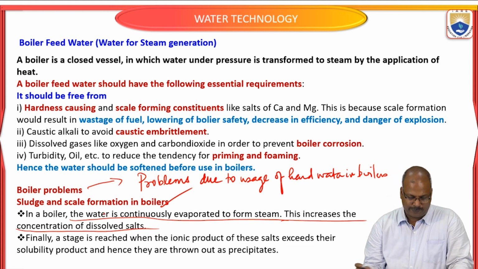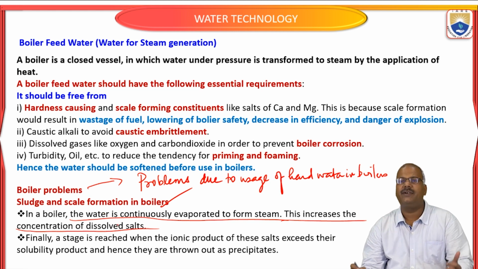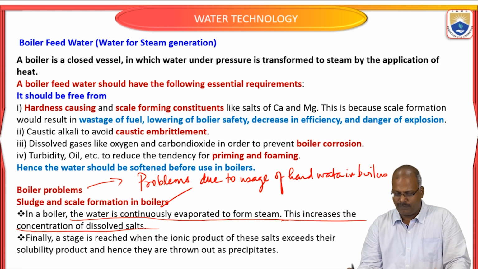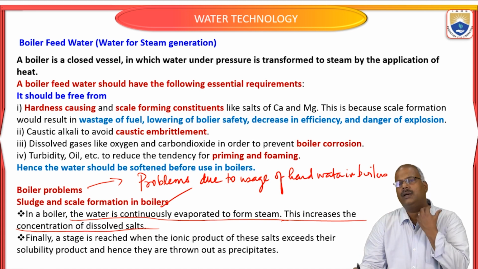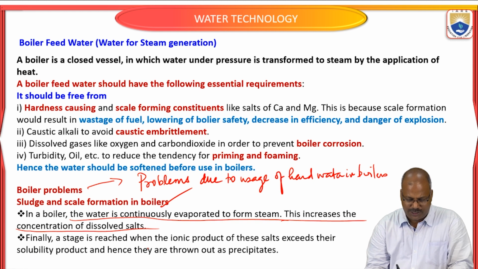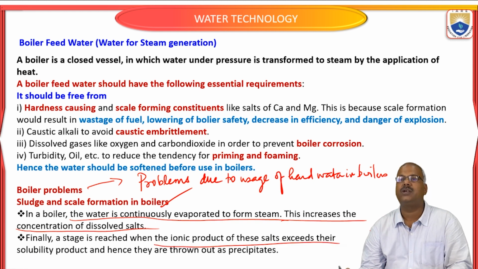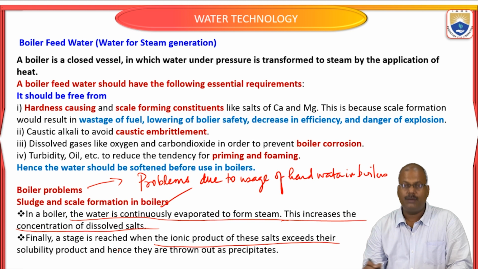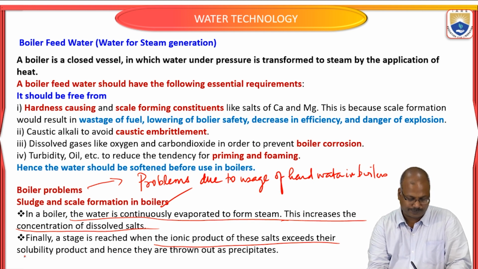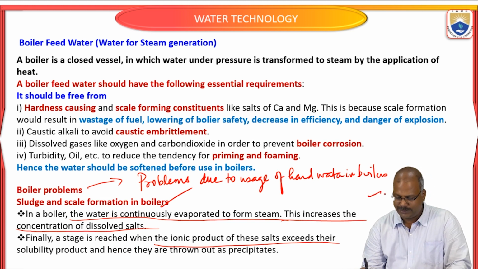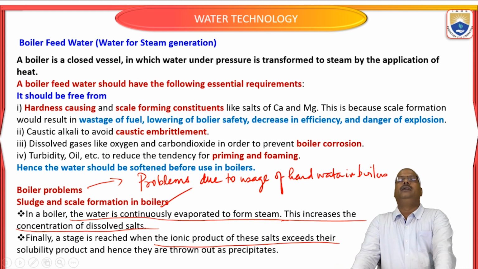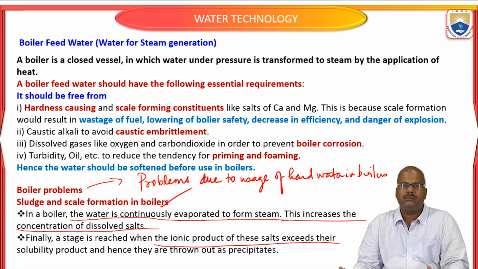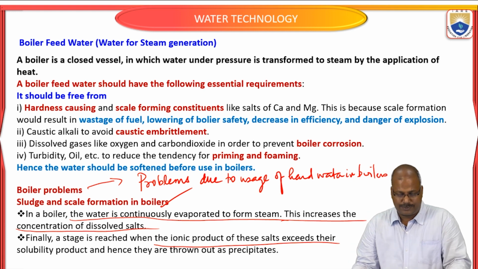In a boiler, the water is continuously evaporated and converted to steam. This increases the concentration of dissolved salts. After some time, a stage is reached when the ionic product of these salts exceeds the solubility product, and hence the salts are thrown out as precipitates in the boiler.